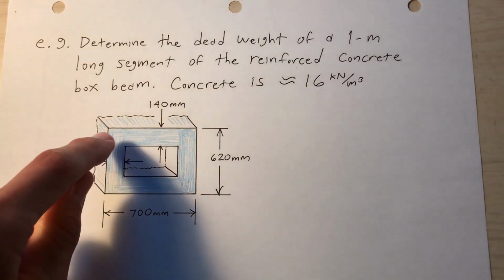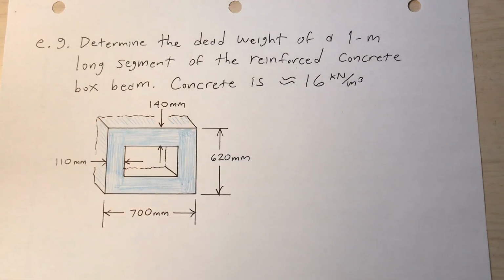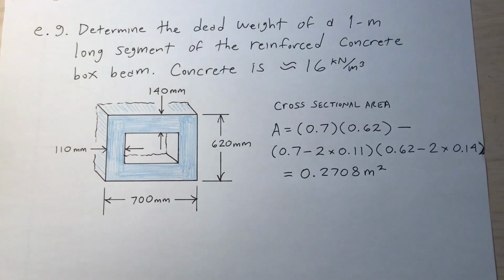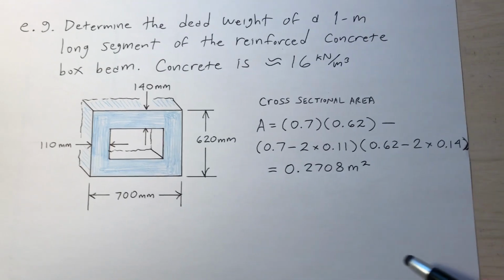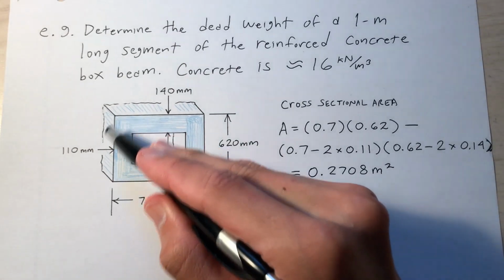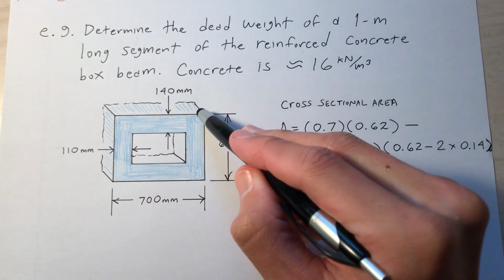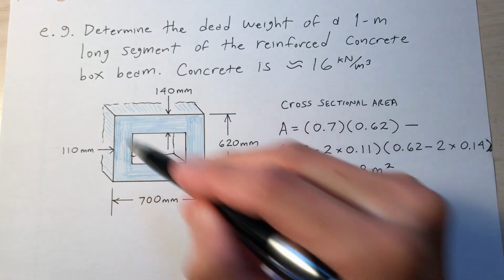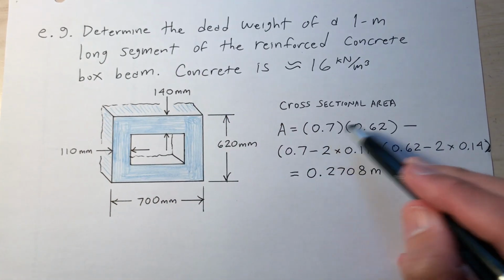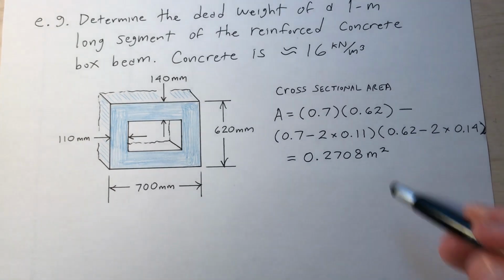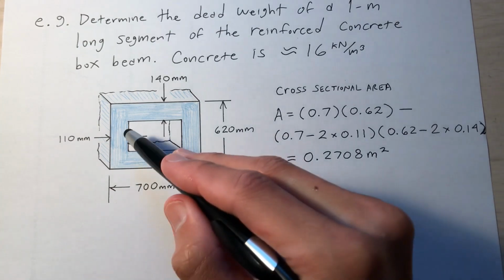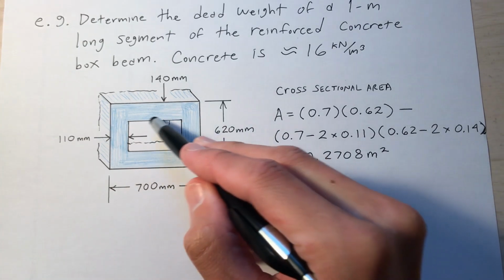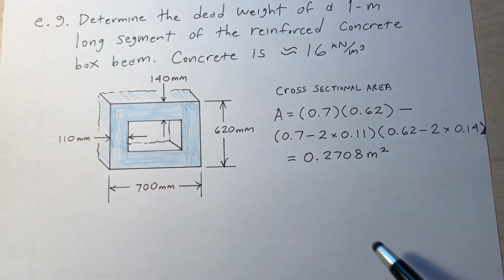The first thing I want to do is calculate this cross-sectional area. So go ahead and calculate the cross-sectional area. That's what I did here. It's the outside area, which is what I'm tracing with a pen here. Outside area, that's the 0.7 times 0.62. But then I have to subtract off the cross-sectional area of the hole that's in the beam. So this is the hole. I have to calculate that area.